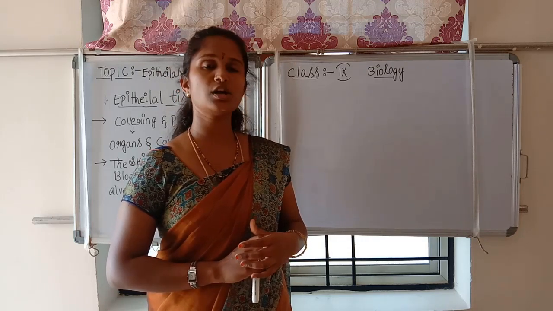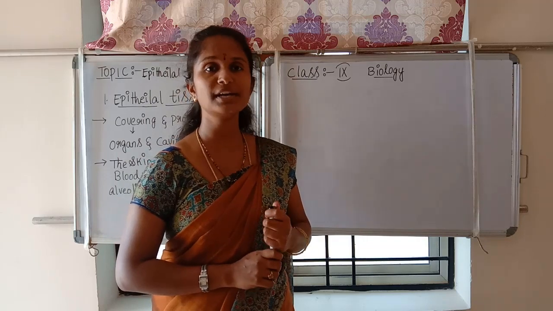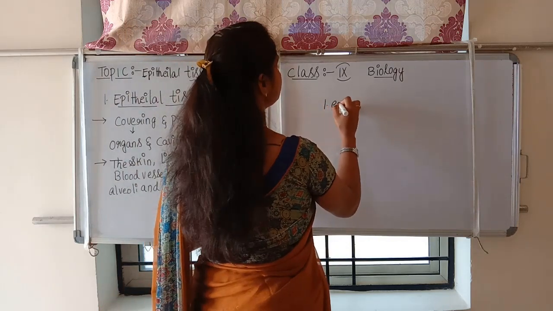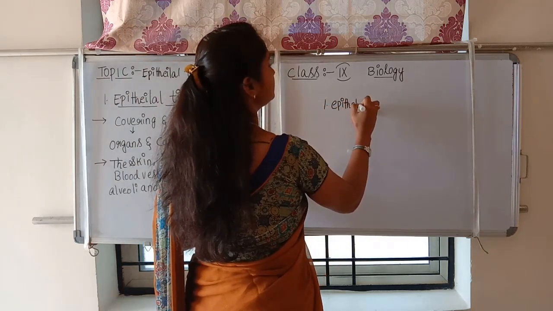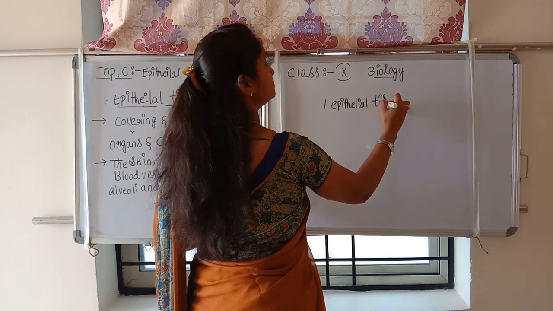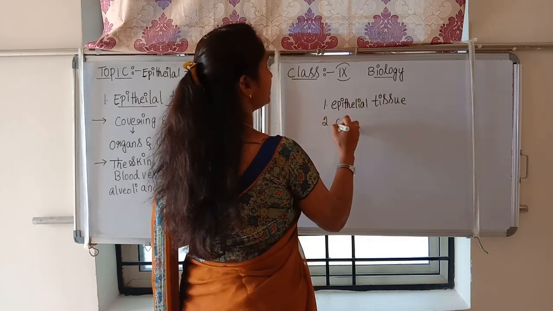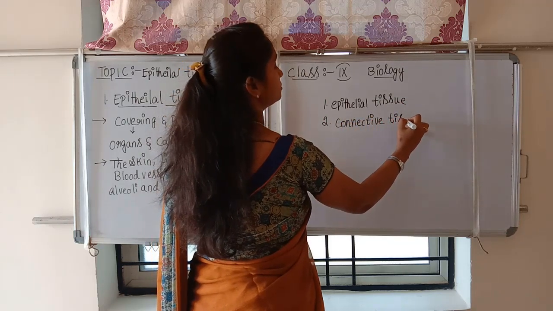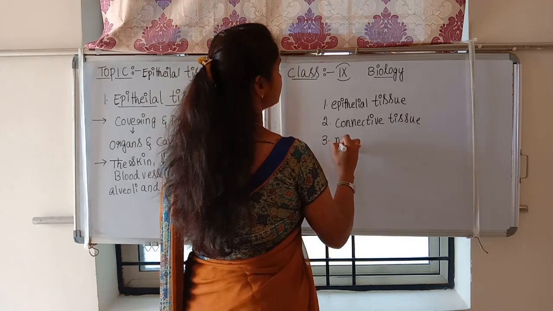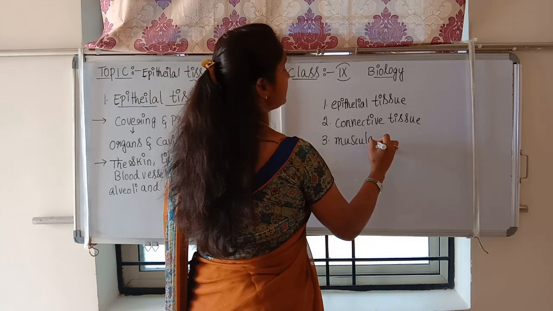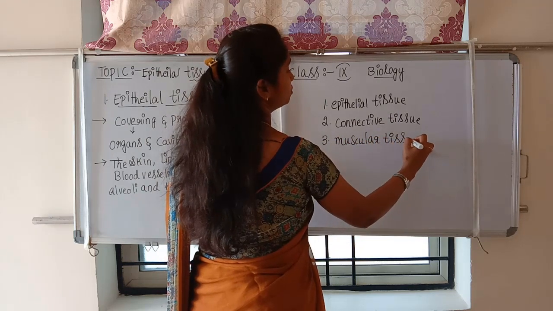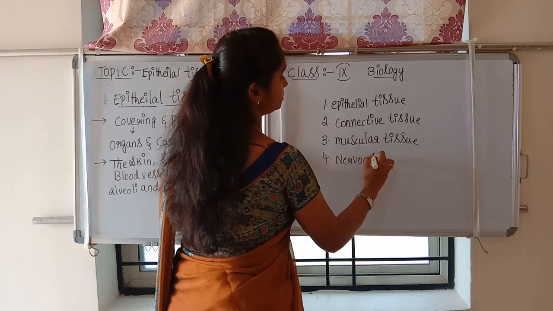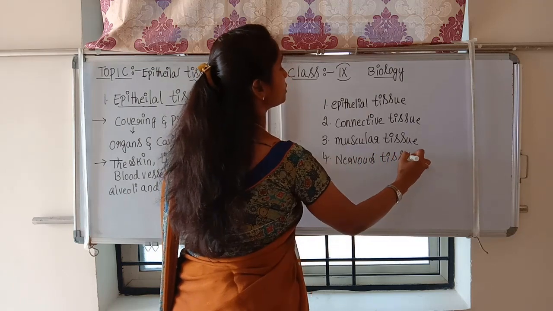In the last class we also discussed the epithelial tissue. Right? The animal tissues are four types. What are those four types? The first one is epithelial tissue, the second one is connective tissue, the third one is muscular tissue, and the fourth one is nervous tissue. One by one we are going to discuss them.